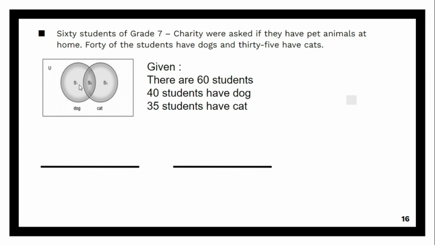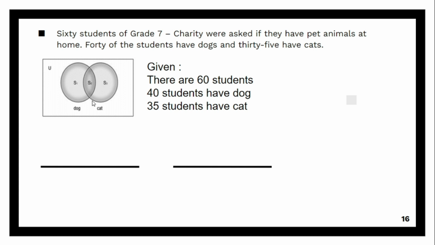So, universal set. S1 for the dog, S2 for the intersection of dog and cat, and S3 for the cat. Okay, so we have here, there are 60 students in total. And then 40 students daw yung nagsabi, nag-respond, sabi may dog sila. And then 35 daw yung nagsabi na meron naman silang pusa. So, ibig sabihin, the first thing we need to do here is just to add this portion.